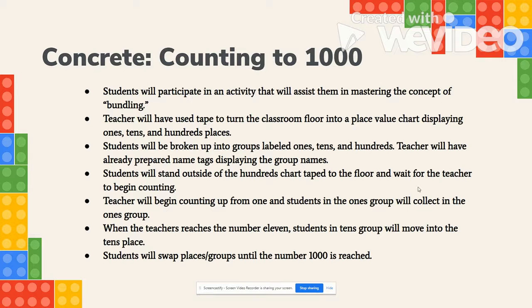When the teacher says 1, a student from the ones group will move to the ones place. When the teacher says 2, another student will move into the ones place. Now there's 2 in the ones place, which is 2. This will keep on going until 10 has been reached. Once 10 students are in the ones group, they'll be substituted for a student in the tens group, and now there's 10. This will continue going until 1,000 has been reached.